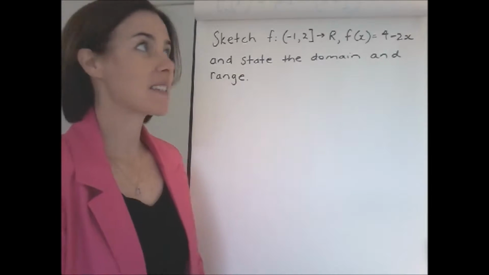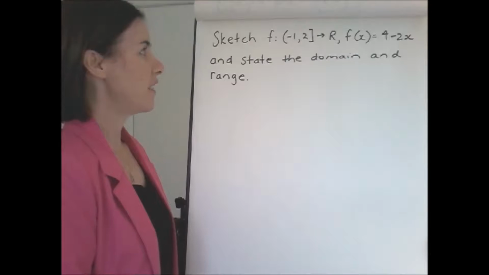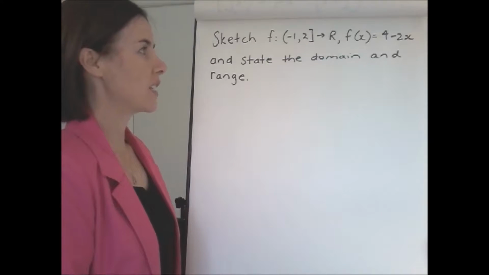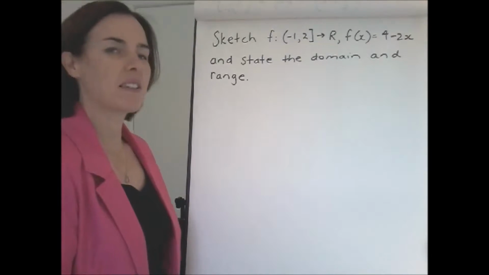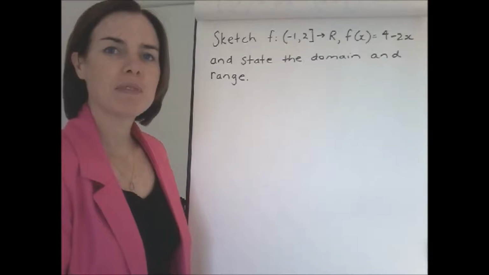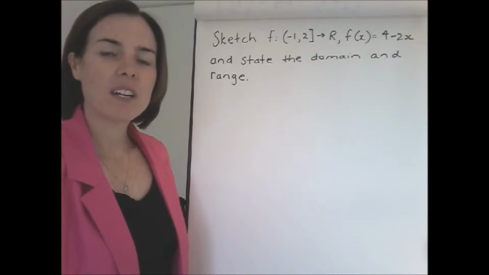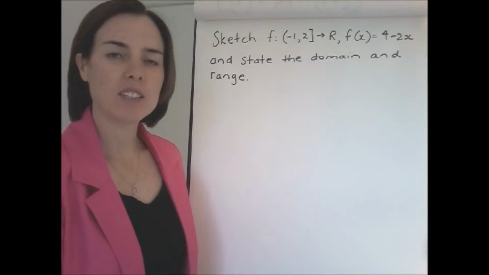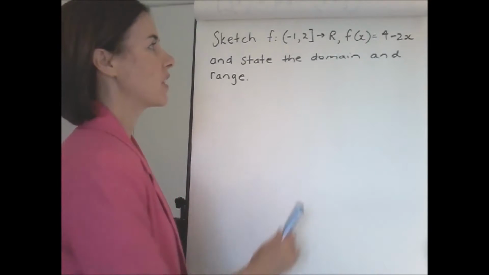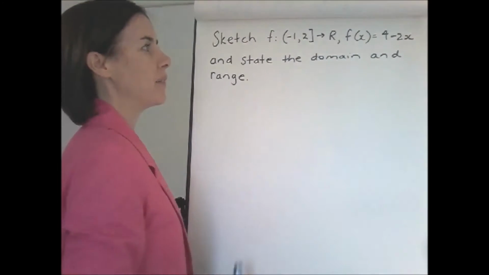Today's question is: sketch the function f, which is 4 take 2x, and state the domain and range. Okay, this is a straight line graph and we need the domain and range, although we've already been given the domain. That's the domain in there.